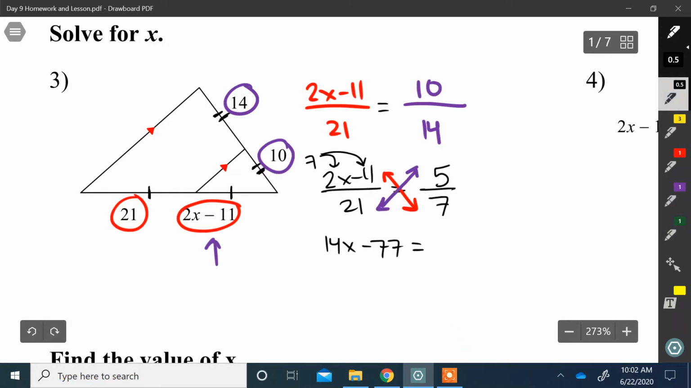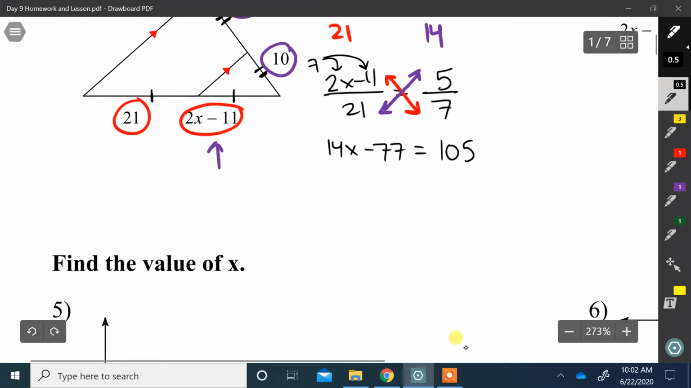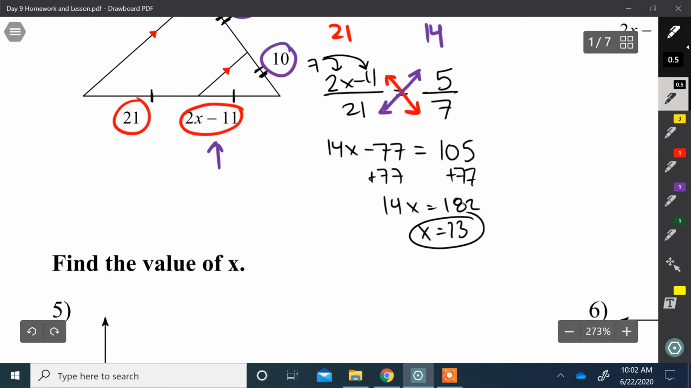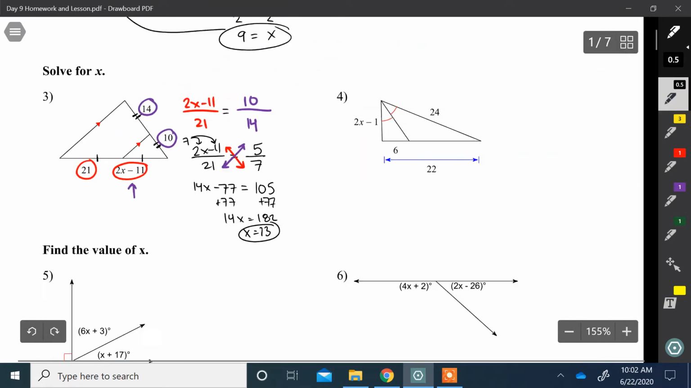Let me actually pull out my calculator, although that should be 105, I believe, but let me just verify. Now 21 times 5, I always use a calculator because I like to be sure of what I'm doing here. Add 77 on both sides here. That's going to give us 182. And then you're going to divide by 14 on both sides. And that's going to give you x is equal to 13. And that is what our answer should be for that one.